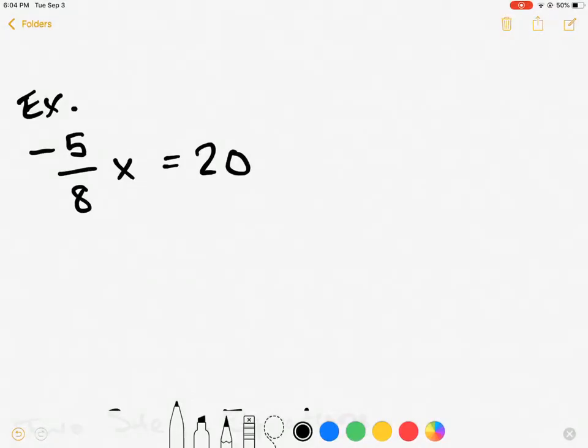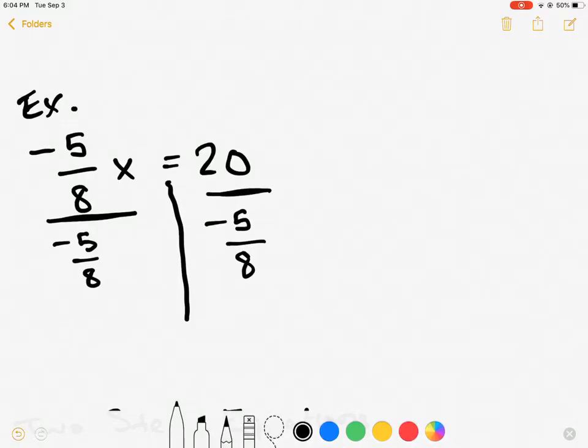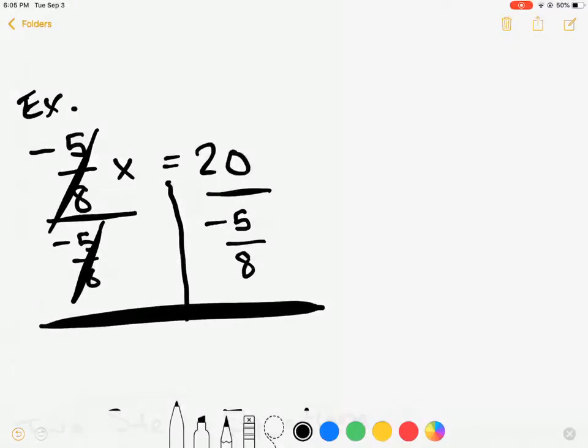So again, I'm going to draw a line straight down to separate the left and the right. And we're going to divide both sides by negative 5/8. If you notice, that undoes your original multiplication in the beginning of the problem. And so on the left side, you're left with your variable, which is what you wanted to solve for. You've isolated that. On the right side, now it's asking you to divide 20 by a fraction, by negative 5/8.